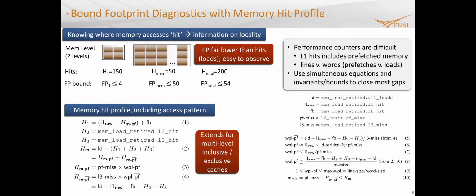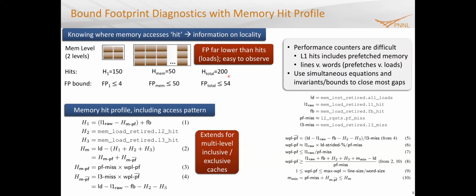Let's look at the example on the left hand side. We have two levels of memory in this example. The first level of memory has only 4 slots for words, and the second level has more than enough slots of capacity. By looking at the hits that we could collect, we can see that there are 150 hits to level 1 and 50 hits to the memory, which totals 200 hits.